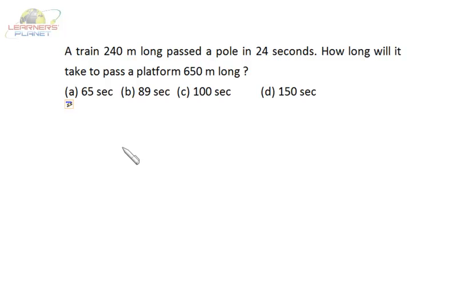Now let's take this question. A train 240 meters long passed a pole in 24 seconds. How long will it take to pass a platform 650 meters long? First of all, we have to calculate the speed of the train. In this case, the speed of the train is its length by its time. Okay, so it's 240 by 24, that is 10 meters per second is the speed of the train.